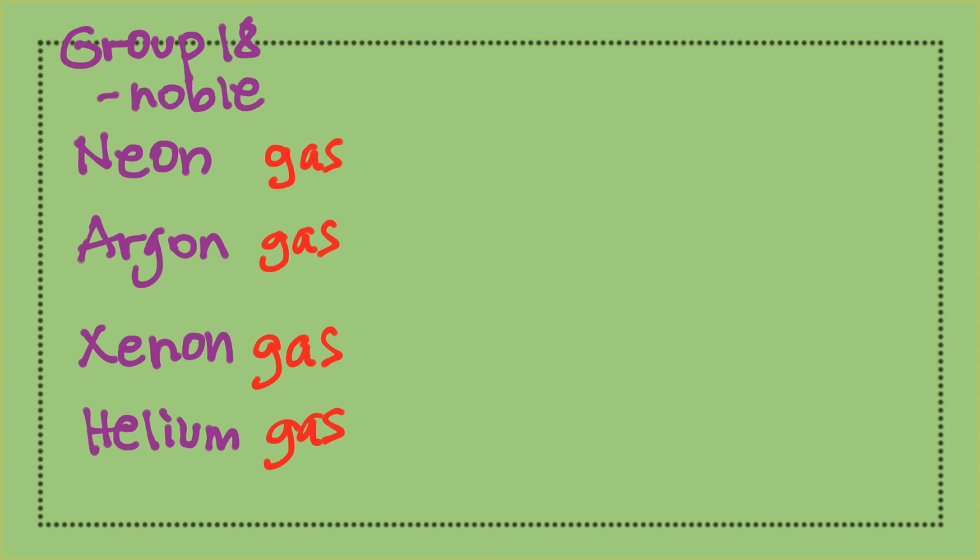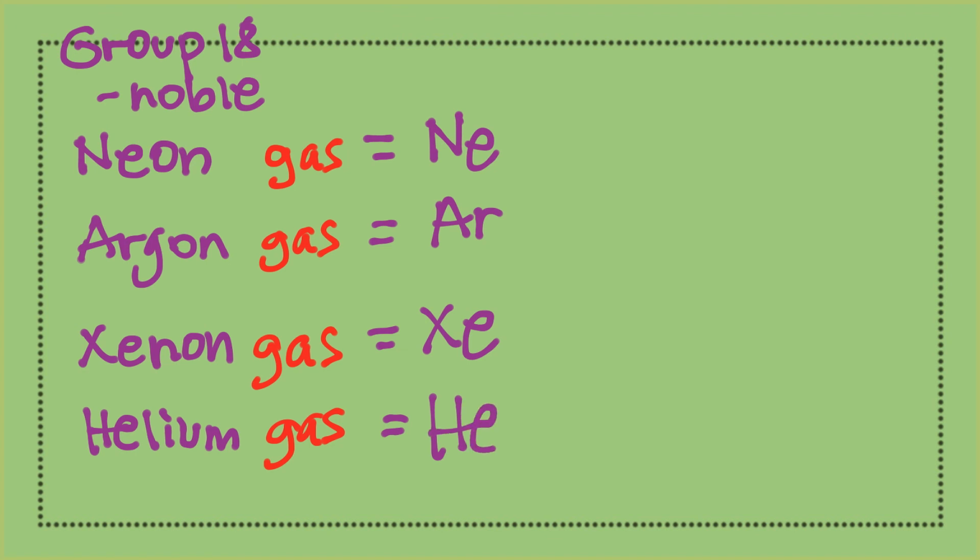You just use the symbol for the original element. Again, there's only one element here, only one name. So this is just Ne. That's just the formula. Argon gas, Ar. Xenon gas, Xe. Helium, He.